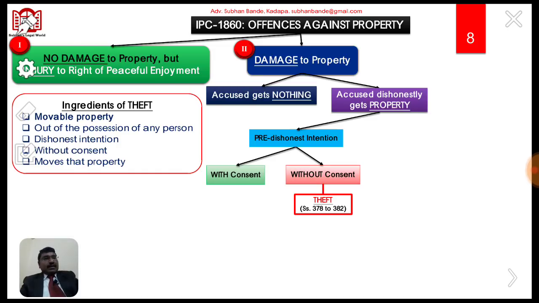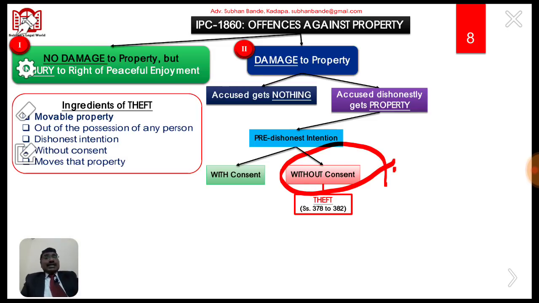Here under theft, just now we discussed that the accused has pre-dishonest intention. With pre-dishonest intention, without the consent from the person in lawful authority over such property, without the consent from the owner of the property, without consent from the lawful possessor of such property, he gets the property. If an accused gets the property from the lawful possessor of the property without the consent, it is said to be theft. Literally it is said to be theft.